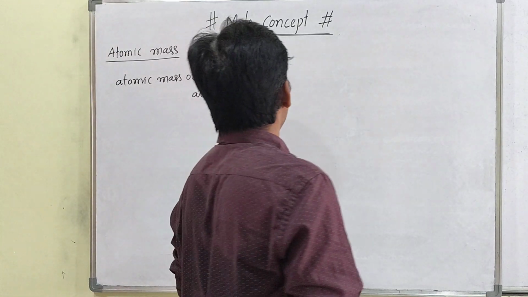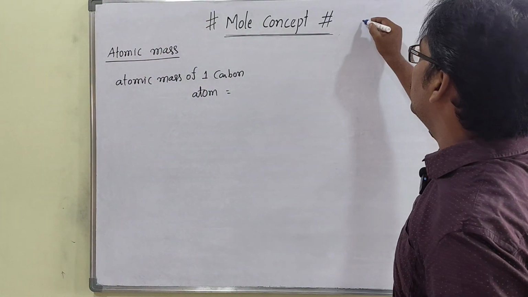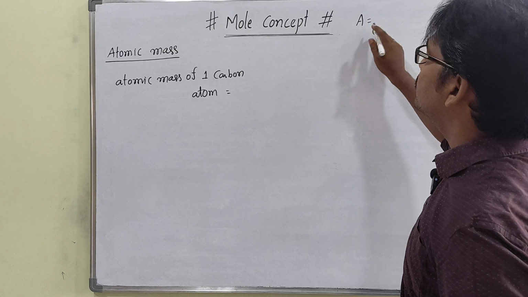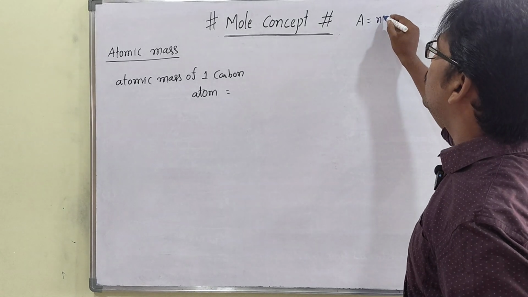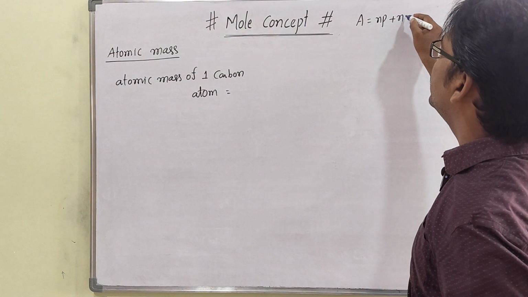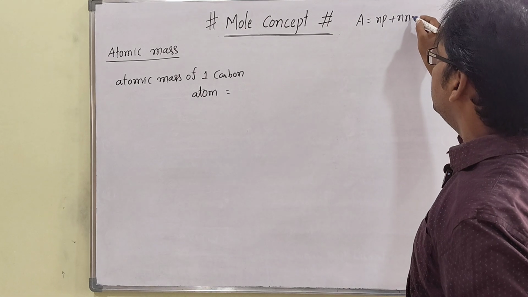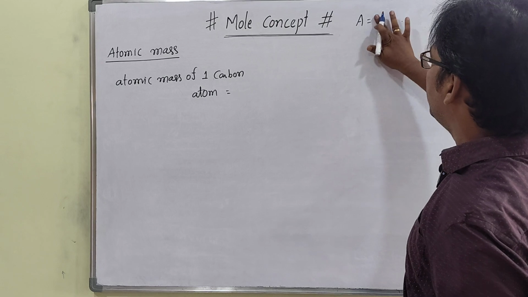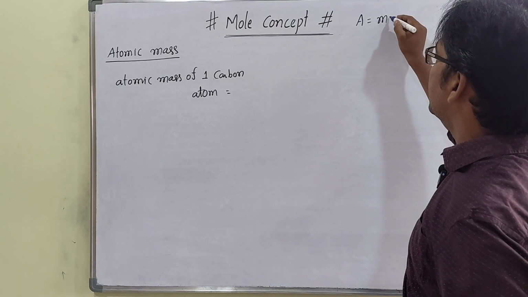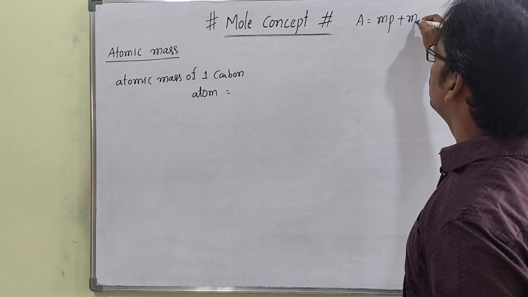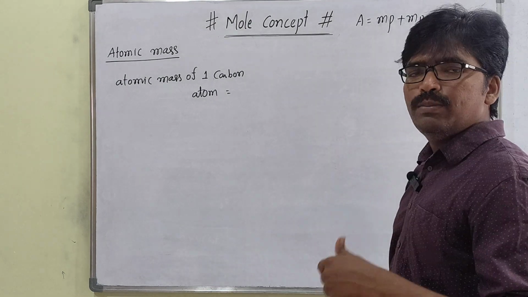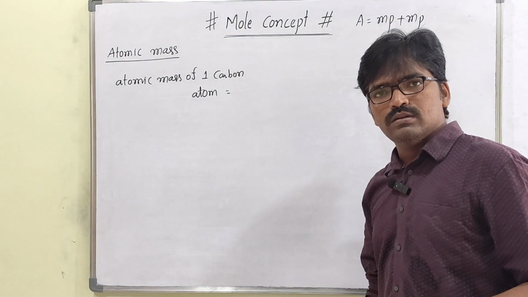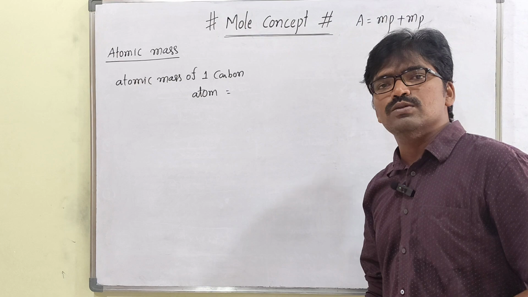So generally atomic mass find out cheyadaniki, atomic mass A equals the number of protons plus number of neutrons we are taking. Number of protons plus number of neutrons. So simply the mass of protons plus mass of neutrons we are taking. So any protons unte any protons mass, any neutrons unte any neutrons mass తీసుకుంటాం.